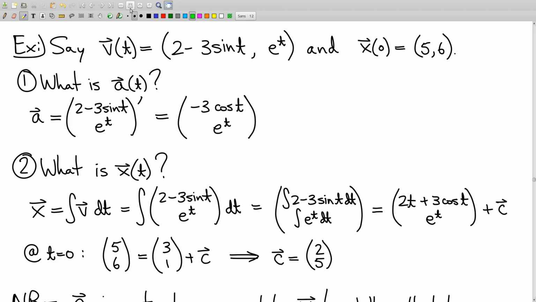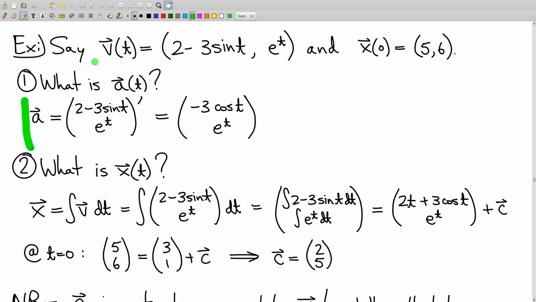Okay, so here's an example of how to make use of these ideas. Suppose we have some particle that's moving around through space, and notice you're not given position as a function of time. You're given velocity as a function of time. And a starting point, at t equals 0, we're at 5, 6. Given this, two questions: what is the acceleration and what is the position? So the acceleration is a pretty easy question.